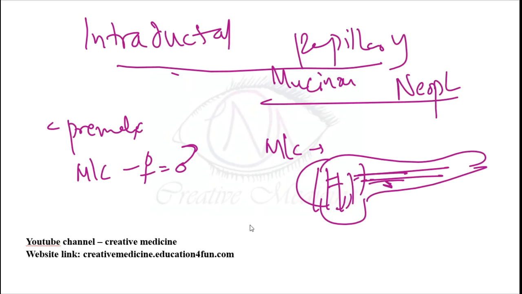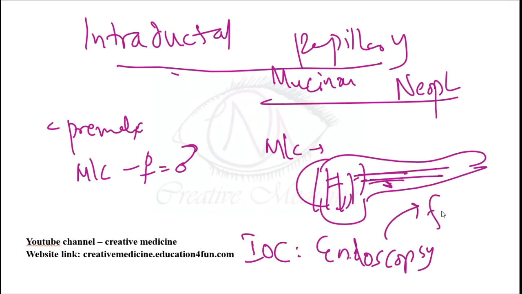So, what are the clinical features? In intraductal papillary mucinous neoplasm, the patient presents with recurrent attacks of acute pancreatitis and abdominal pain. The investigation of choice is endoscopy. On endoscopy, you will see the presence of mucin extruding through a large fish mouth opening.